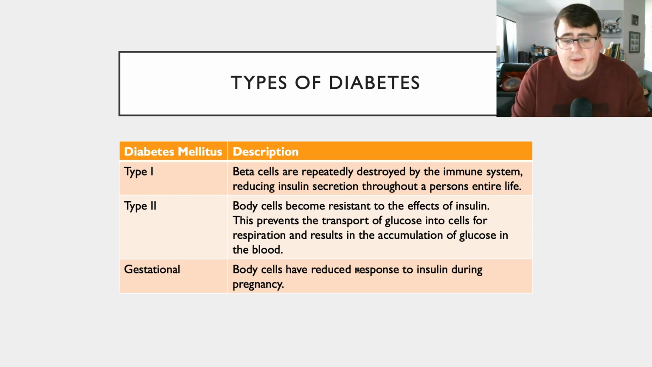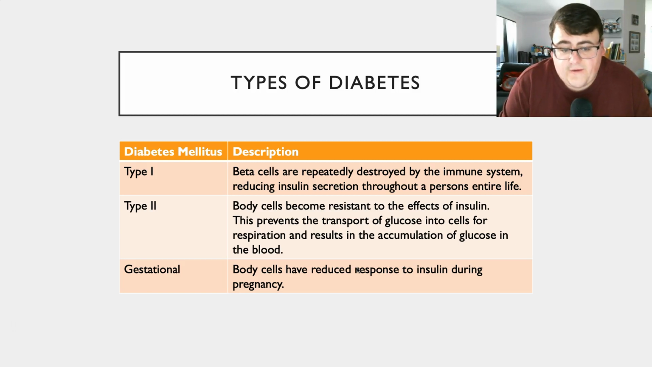There are different types of diabetes. There's type 1 and type 2. There's also gestational, which we'll talk about very briefly. Type 1 is generally the one that you're born with. That happens because your beta cells are repeatedly destroyed by the immune system. Hence, you can't produce any insulin in the islets of Langerhans, which means that there's less insulin secreted throughout a person's entire life.